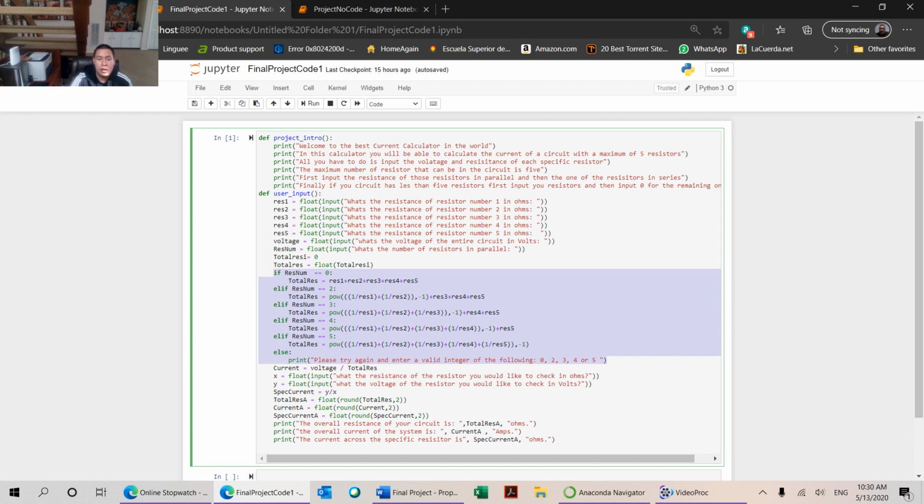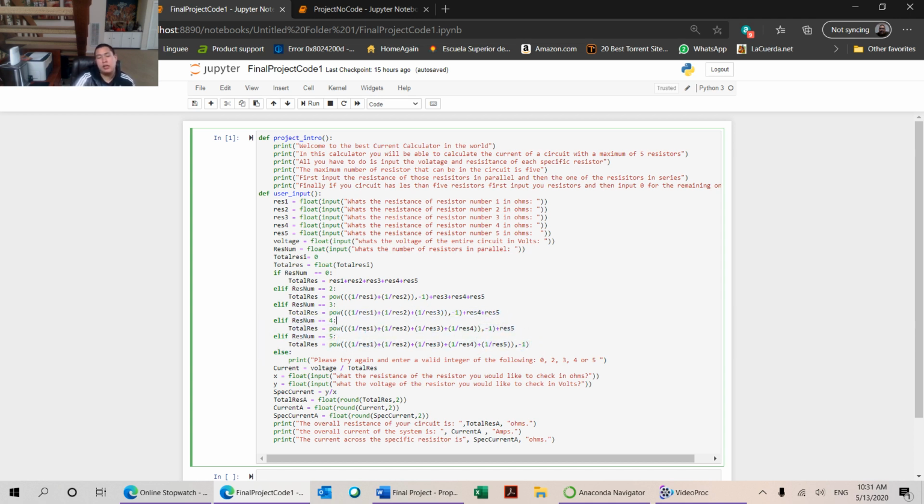If it's 2, I have 1 over resistor 1 plus 1 over resistor 2, to the power of -1. This is where my math module comes in, because I couldn't just do a little up arrow -1. It wouldn't work that way, so I'm using power -1. And then just add the series resistors. Same thing for 3 and 4 and 5.